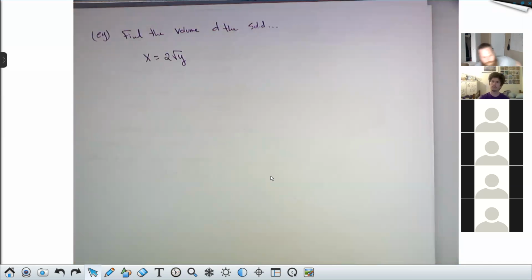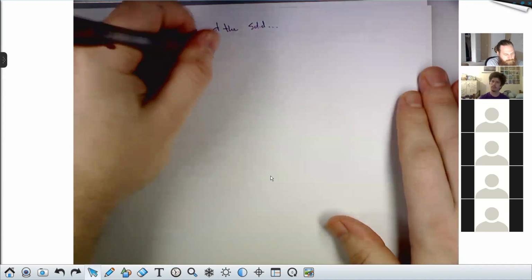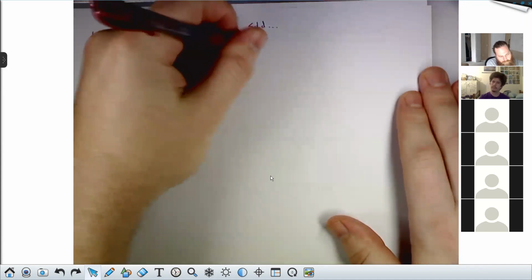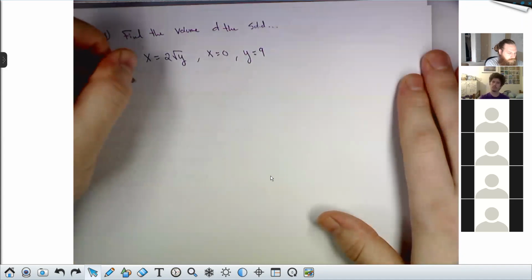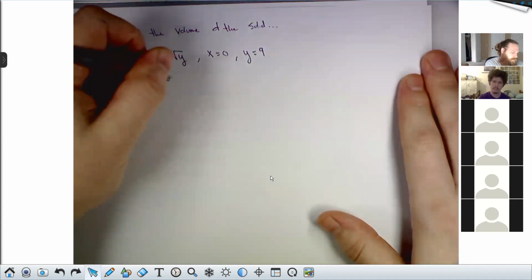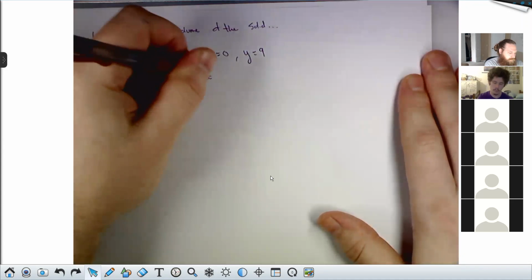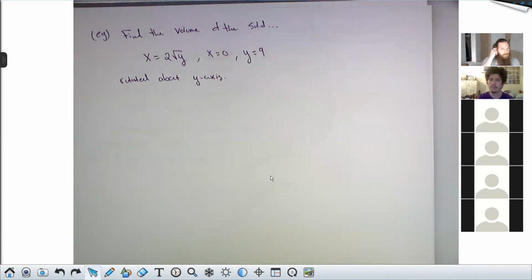X equals 0 and y equals 9. And we're rotating this about, this time, the y-axis. So we need to know what these curves look like. X equals 0, of course, that's a vertical line going through the origin. That's just the y-axis. Y equals 9, that's a horizontal line, right? Whose y value is always 9.